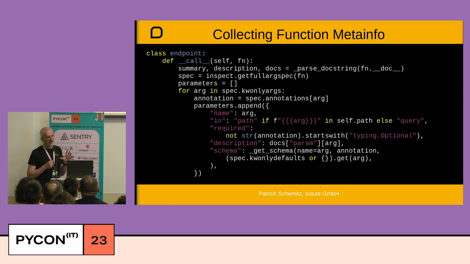Dunder call is the perfect place to collect all the function info. We can get the docstring of fn and process it. We can get the full argspec of fn and convert the keyword-only args into these YAML-like parameters, getting the type from the annotation and the description from the docstring. We can check if the param in curlies occurs in the endpoint path. And if this is the case, then apparently it is a path variable. In is then set to path, and otherwise it must be a query parameter.